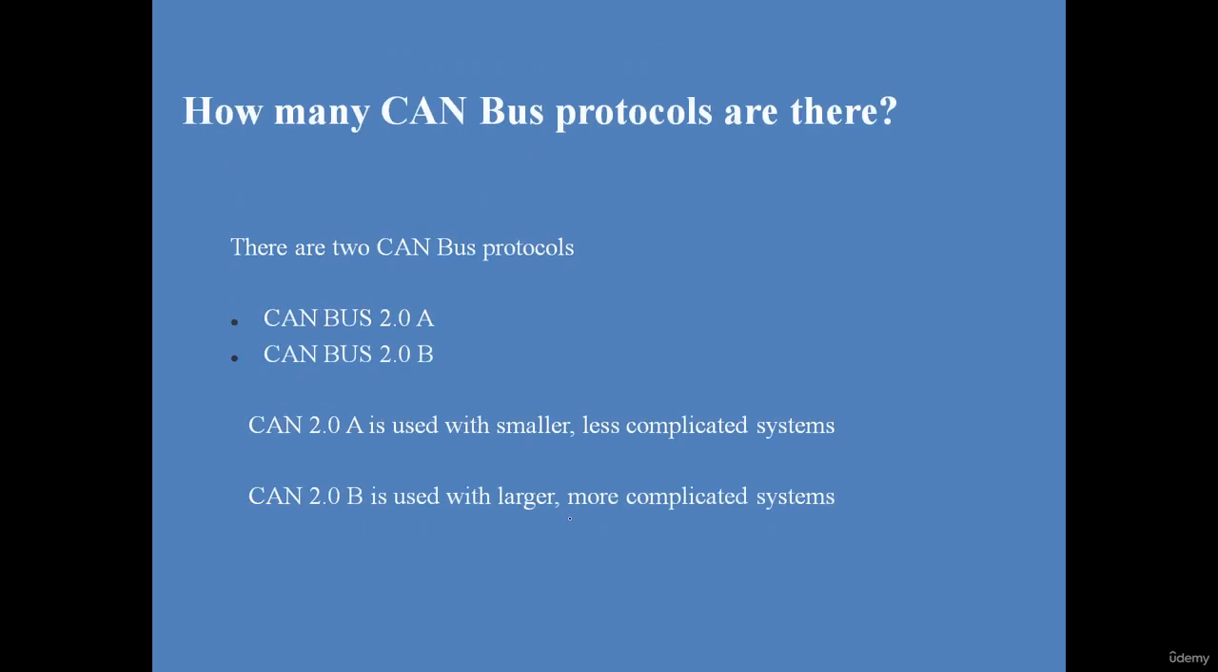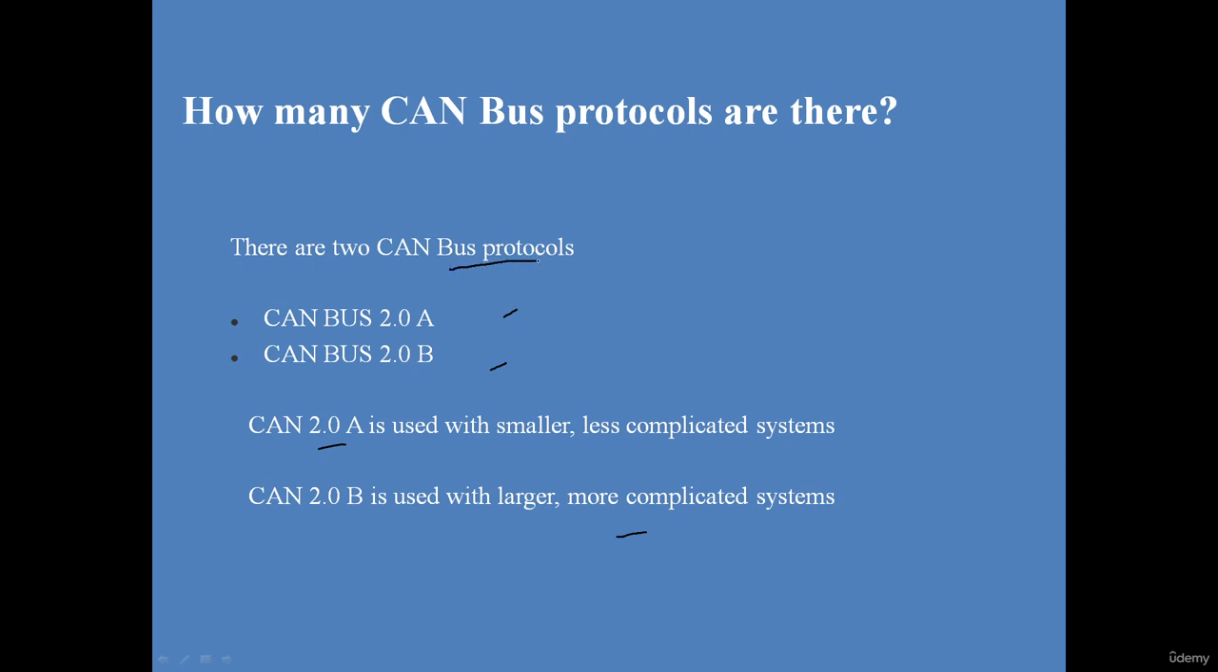Next question is, how many CAN bus protocols are there? So basically there are two types of protocol, CAN bus 2.0A and another one is CAN bus 2.0B. So CAN 2.0A is used with smaller, less complicated systems and CAN 2.0B is used with larger, more complicated systems.